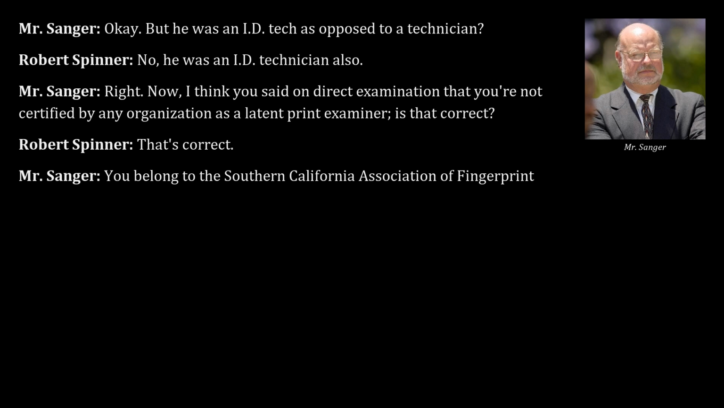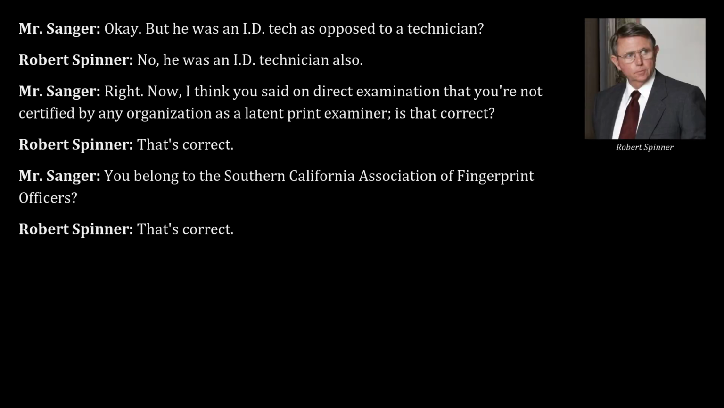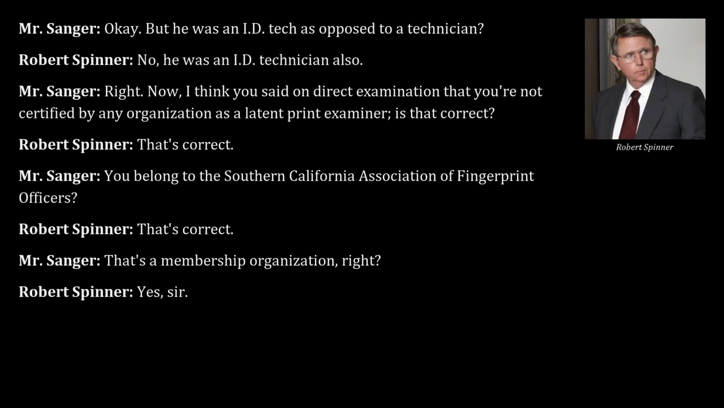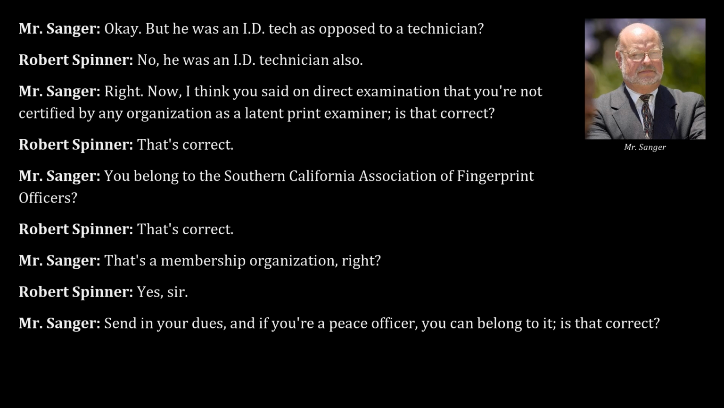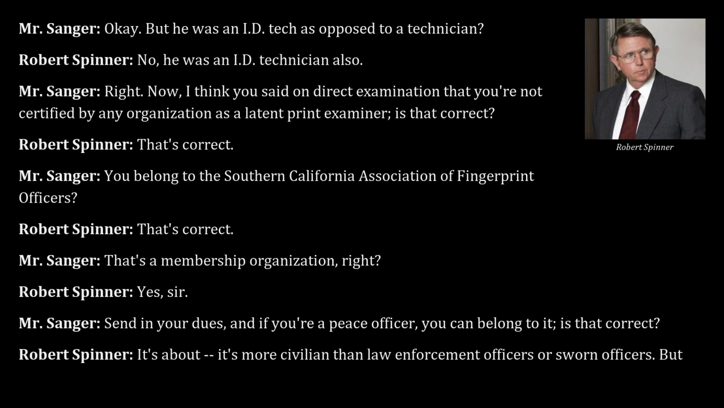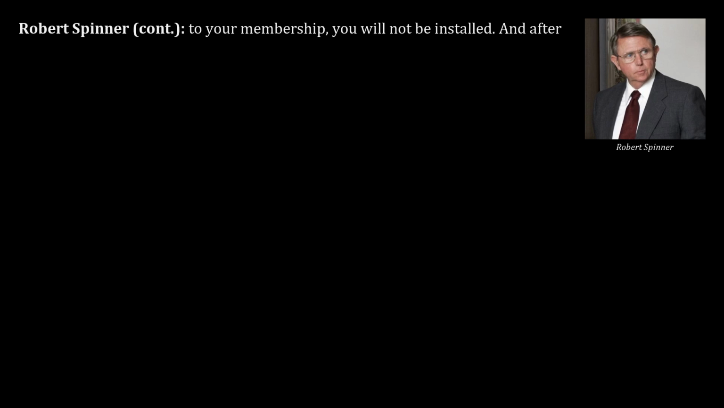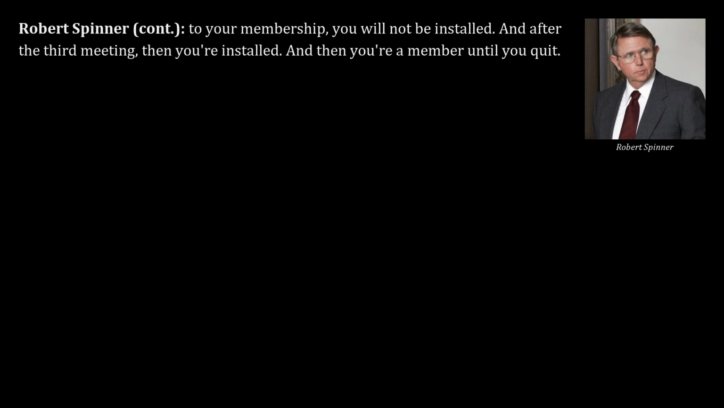You belong to the Southern California Association of Fingerprint Officers? That's correct. That's a membership organization, right? Yes, sir. Send in your dues, and if you're a peace officer, you can belong to it. Is that correct? It's more civilian than law enforcement officers or sworn officers. But you have to make an application, you have to go to 3 meetings. If anybody has an objection to your membership, you will not be installed. And after the 3rd meeting, then you're installed. And then you're a member until you quit.